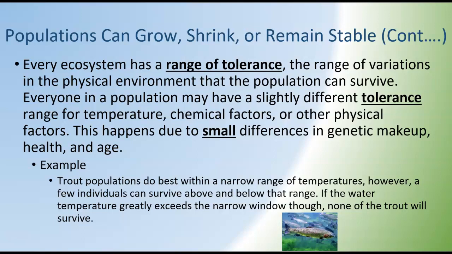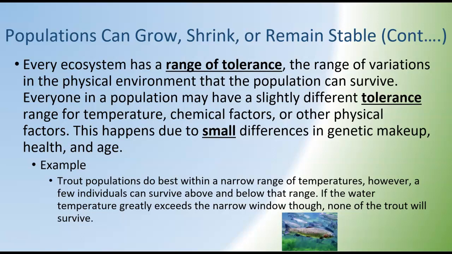For example, trout populations do best within a narrow range of temperatures. However, a few individuals within that population can survive above and below that range. If the water temperature greatly exceeds the narrow window, none of the trout will survive. But if it's just slightly out of that range, some of the trout will die, but not all of them.